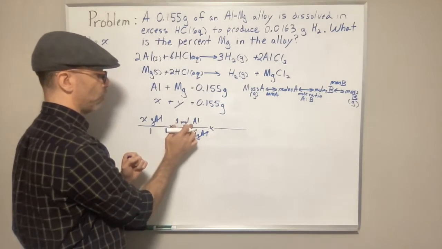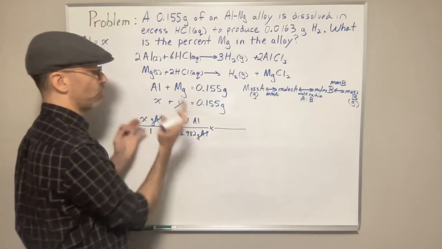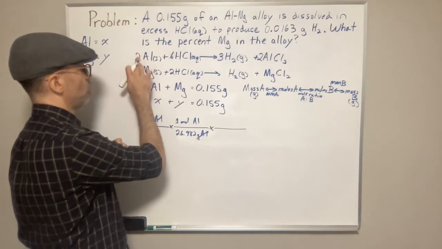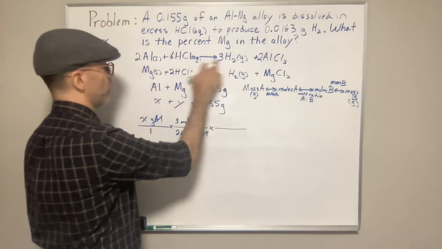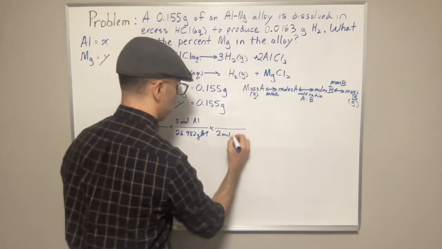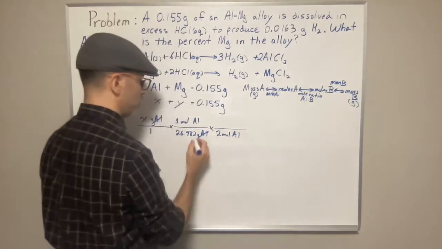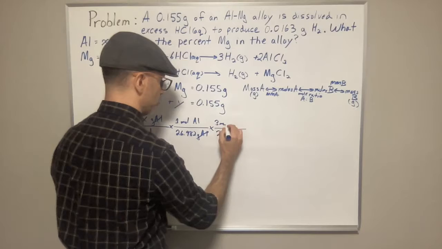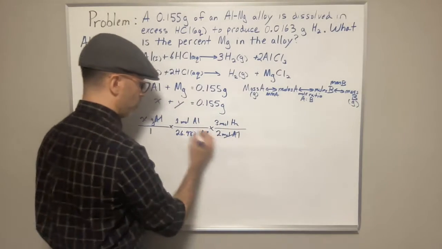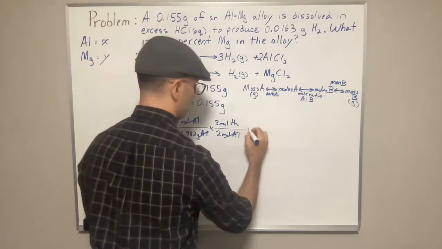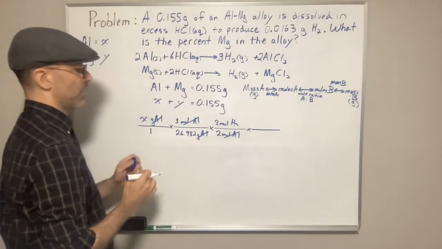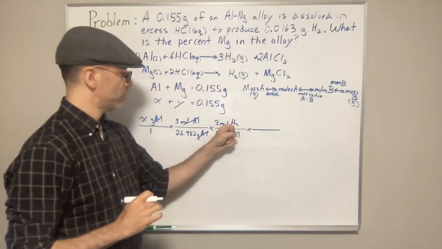So we're going to go from moles of aluminum to moles of H2 gas. So we're going to go to our balanced equation. So 2 moles to 3, so it's a 2 to 3 ratio. So 2 moles of aluminum on the bottom and 3 moles of H2 gas on top. So moles of aluminum cancel out. And then I have one more step. I want to convert that to grams. So I'm going to use the molar mass of H2.